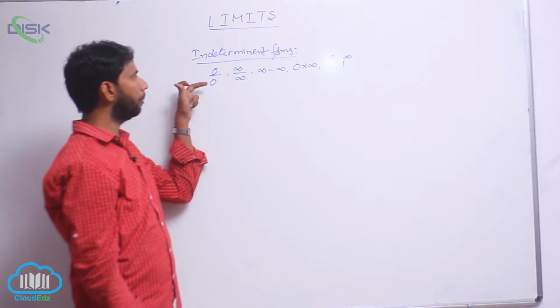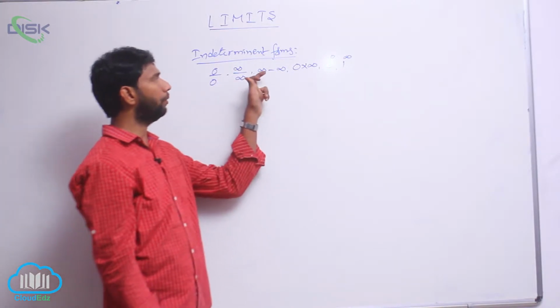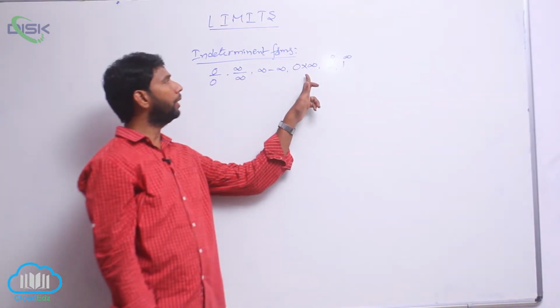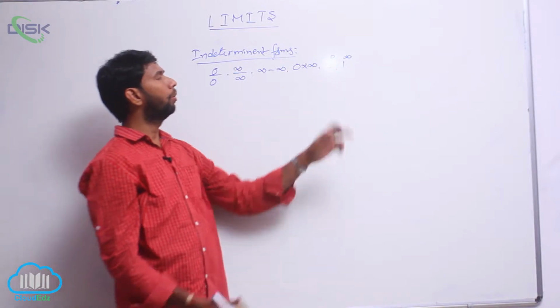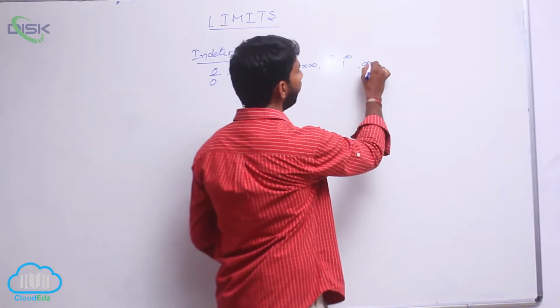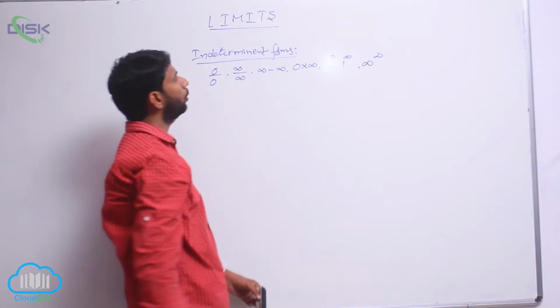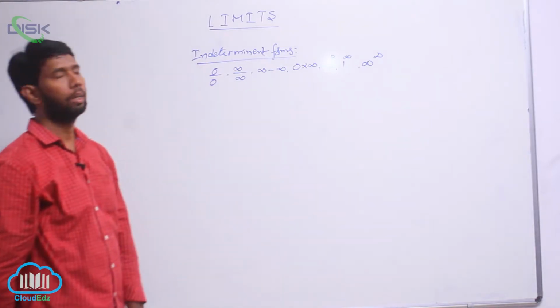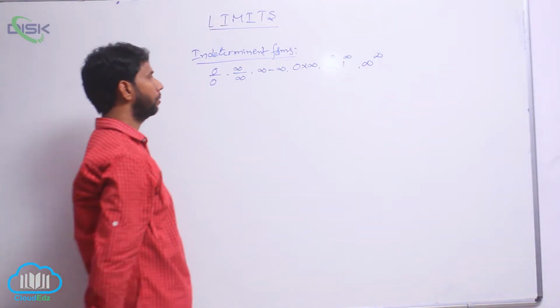The forms are 0 by 0 or infinity by infinity, infinity minus infinity, 0 into infinity, 0 power 0, 1 power infinity and infinity power infinity. These are said to be indeterminate forms.